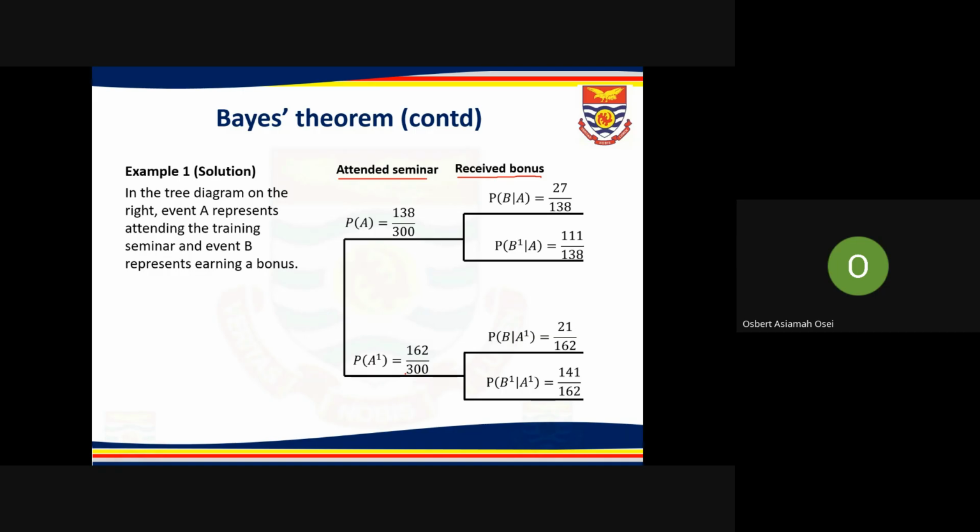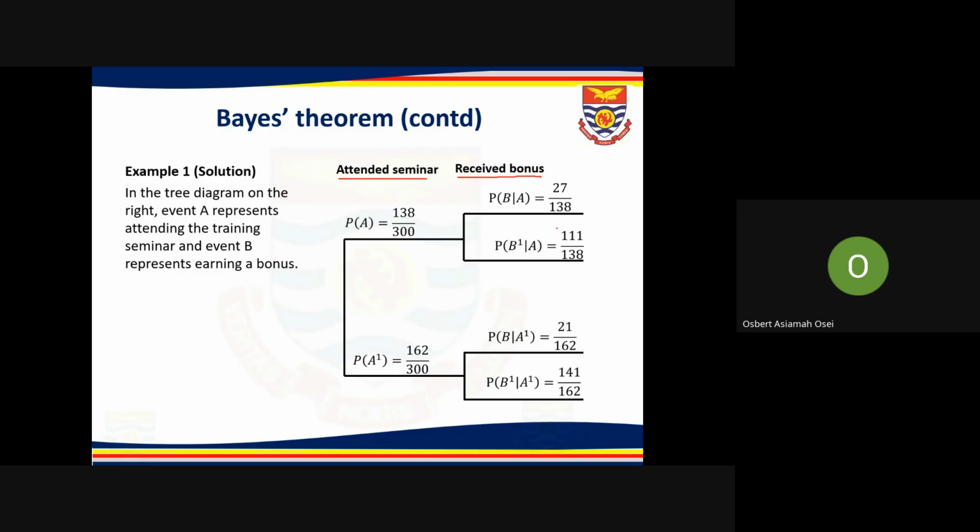This I hope we understand. So we construct, or we set up, the first part. Now on the second part, we have it that 27 of the sales representatives who earned a bonus had attended the training seminar. So B is the probability of earning a bonus. So the probability of earning a bonus, given that you have attended the seminar, is now 27 out of 138.